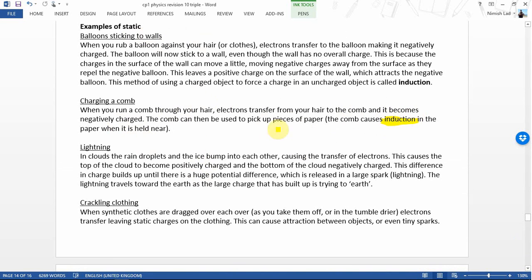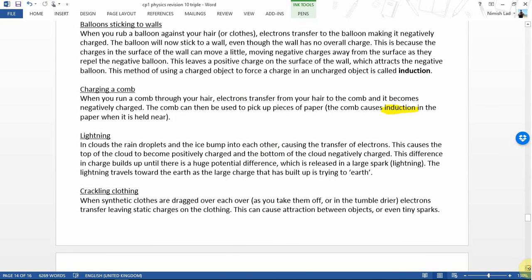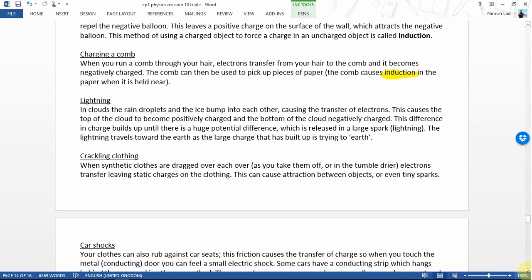Lightning, the same idea. Clouds rub together, one becomes charged, and therefore a large amount of charge builds up. Earth is earth, zero charge, and therefore a spark can happen between the two because there's a large potential difference. When you rub clothing over yourself, again there's a transfer of electrons leading to static building up, and that can be seen as sparks. And car shocks, is when you rub against a car seat, sometimes that friction causes a transfer of electrons. So when you touch a metal strip on a door, sometimes you feel a very small electric shock. That's just my ring bashing against the table there.